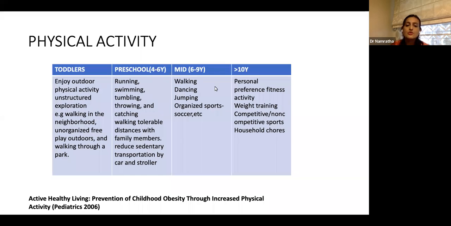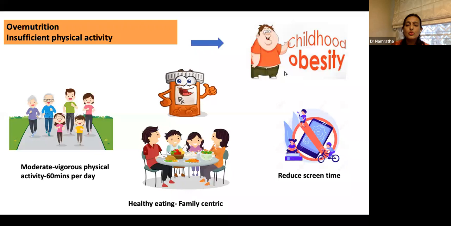Older children can be encouraged to take part in any physical activity that they enjoy. It could either be organized and structured, competitive sports, or it could be just play. What is important is that these activities are carried out intermittently, frequently, at least 40 to 60 minutes, at least 5 days a week, on most days, but at least 5 days a week. So, [obesity] is multifactorial. It has to be family centric: healthy eating, family centric physical activity, and reduced screen time.